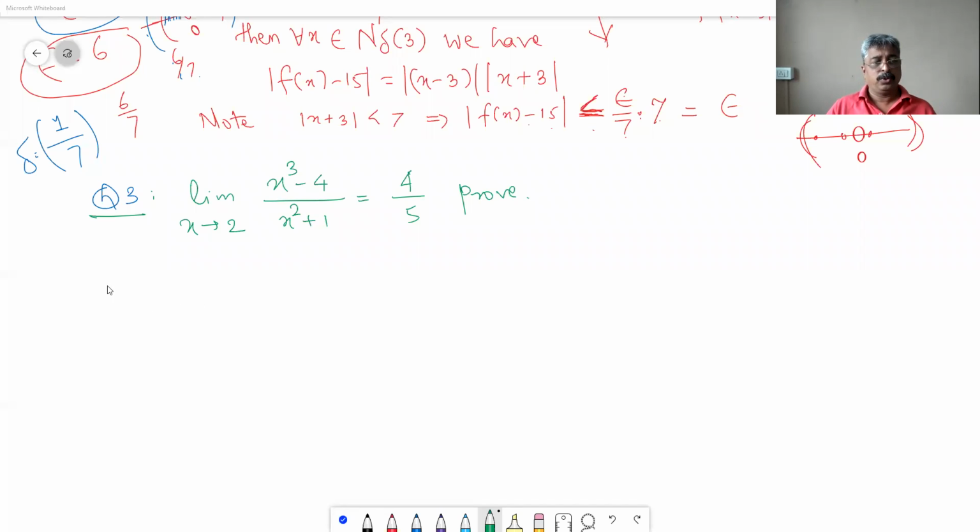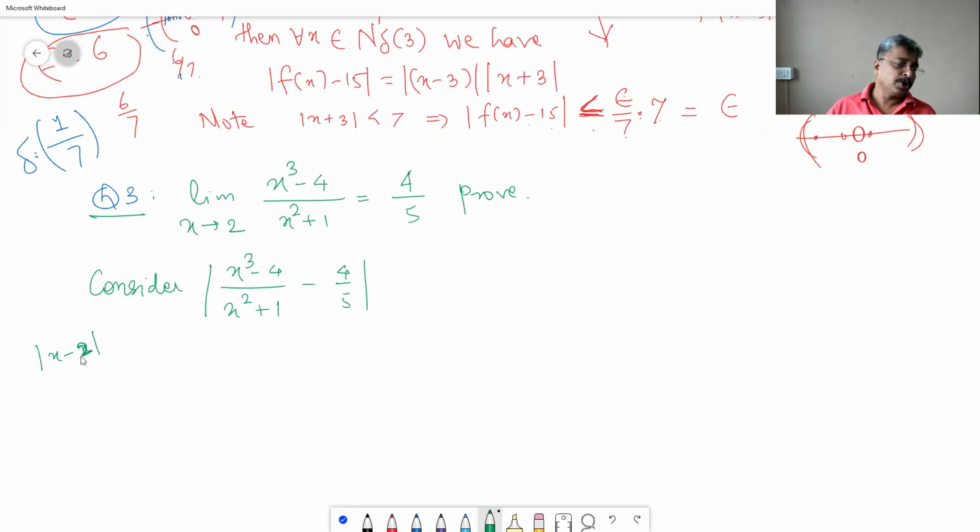Now, what do we want to do? We want to consider the absolute value of (x cube minus 4 upon x square plus 1) minus 4 upon 5. And we would like to figure out what happens to x minus 2, because this is what is our delta. x minus 2 should be less than delta. So our watch will be on the absolute value of x minus 2, because x is going towards 2.